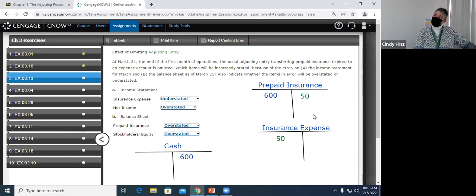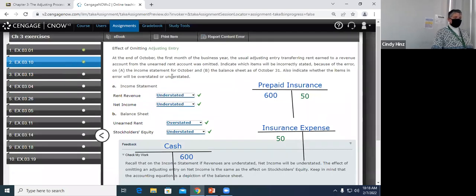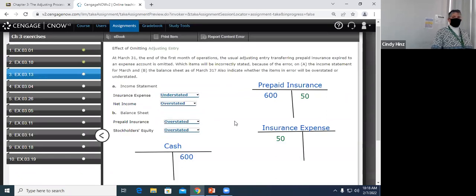So this is a pretty serious thing, to omit the adjusting entries, because it makes both our income statement and our balance sheet wrong. Now, what you'll notice is they're wrong in the same direction, right? So in the last exercise, when we were looking at the unearned rent account, if our liabilities were overstated, our income was understated. Here, when our expenses are understated, our income is overstated and the equity is overstated.